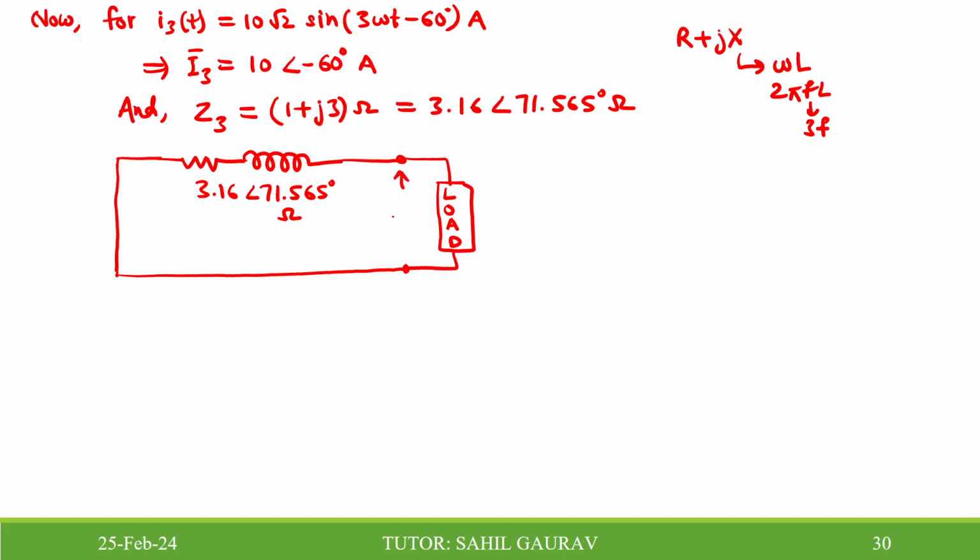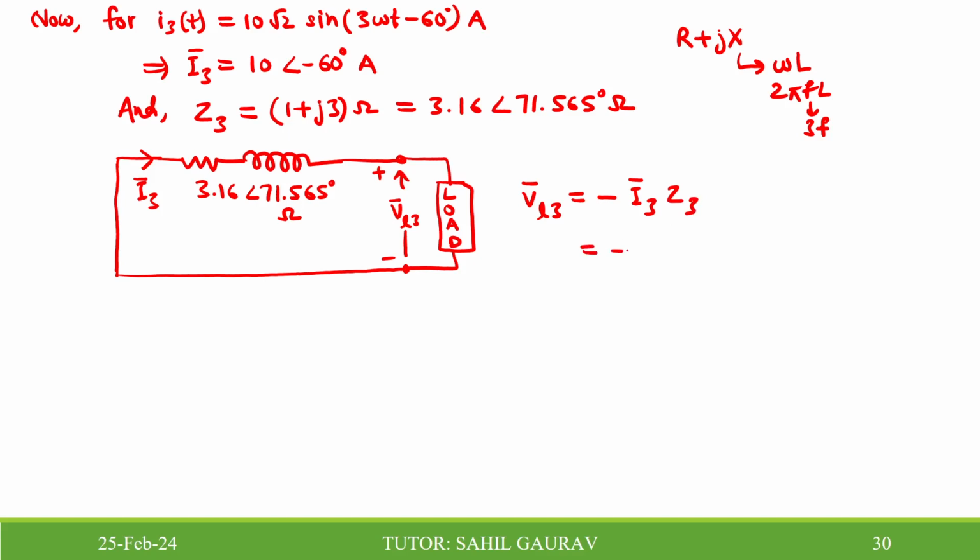So it is VL3. And since the current direction is this side, like I3 bar, VL3 will be minus, because if we take polarity this side plus minus, then it will be minus. So VL3 will be minus of I3 bar into Z3.